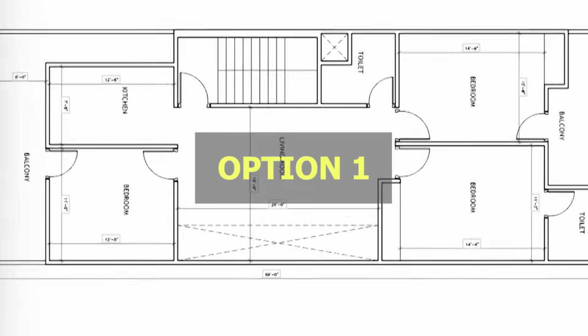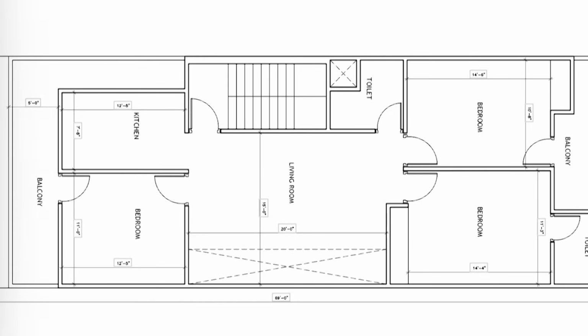This is the option first. Now what are we having here? See, I shifted my staircase at the back so that I can have a ventilation from here. So this is my staircase. This is my entry. Because the client wanted to have kitchen at the entry, so I placed my kitchen like this. This is my bedroom.